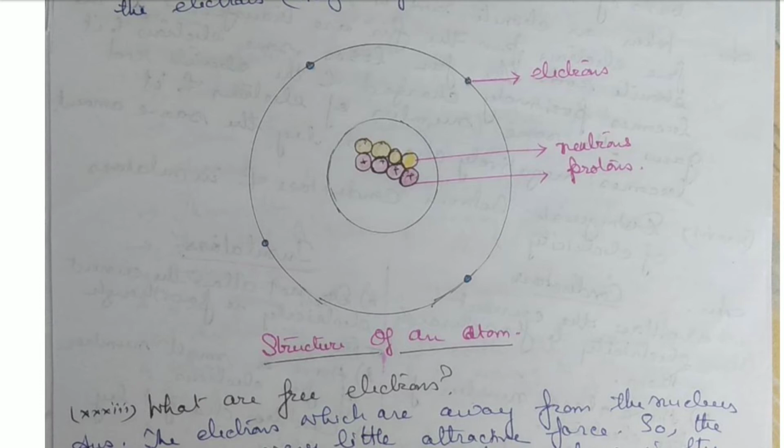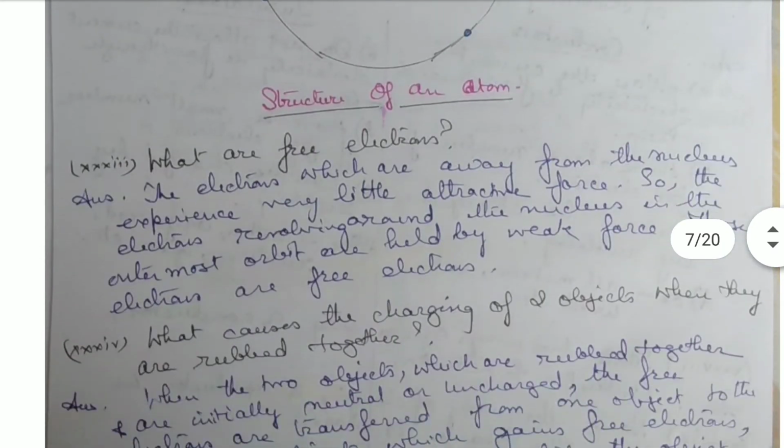Since it has 4 protons, that is 4 positively charged protons, the 4 negatively charged electrons will be there, which will make the atom electrically neutral. Okay. Now, what are the free electrons?